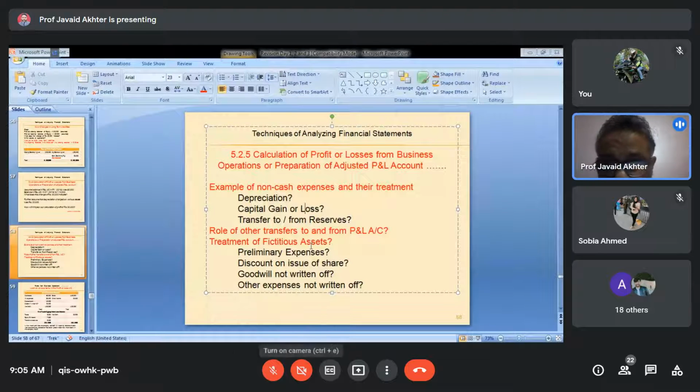Okay, there is a matter in this slide also left out, so let me explain this also. There are entries like preliminary expenses, discount on issue, goodwill, etcetera. These are all examples of those expenses or entries which are merely book entries. Money does not go out. There is no outflow.